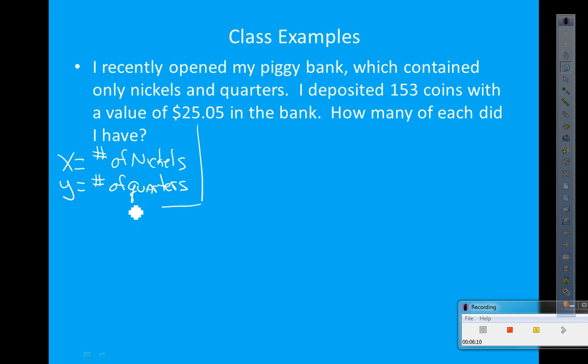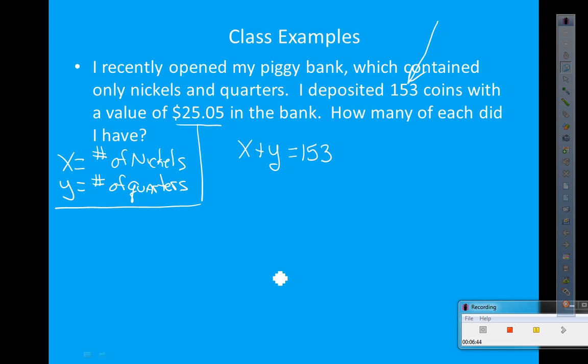So there's my setup. I'm going to come back and use that here in a little bit when I dummy proof it. Hey, I have two things going on here. I have 153 coins, and I have a value of $25.05. Well, here's how my setup's going to look. I have nickels and quarters. So here's what it's going to look like. My number of nickels, which I'm calling X, plus the number of quarters that I have, which I'm calling Y, is 153 coins.